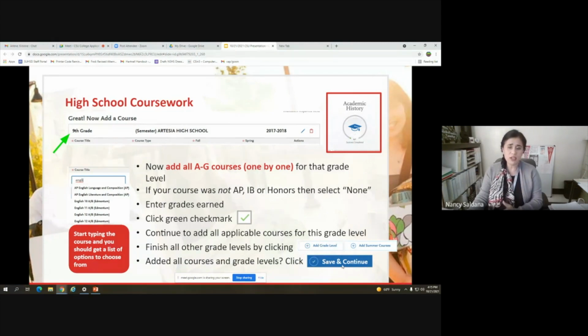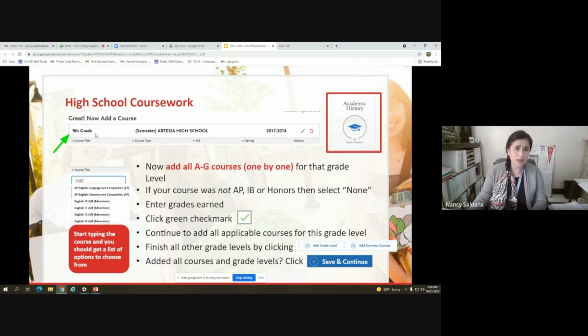Once you save and continue, you are then going to start on your 10th grade coursework. You're going to be done with that, and then you'll move on to your 11th grade coursework. You'll be done with that, save and continue, and then you'll move on to 12th grade level.